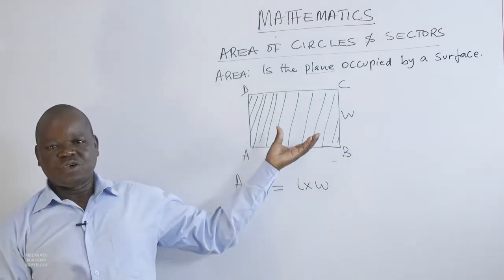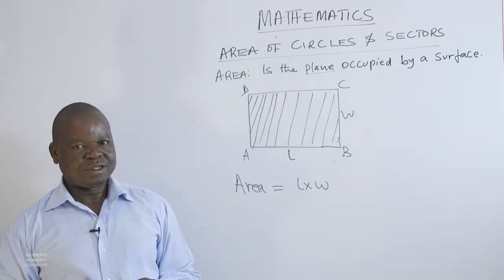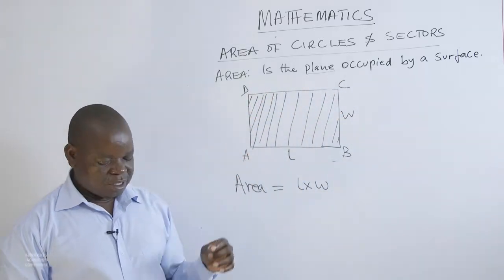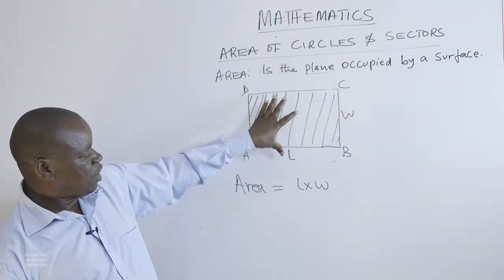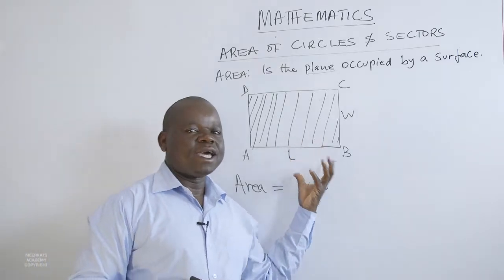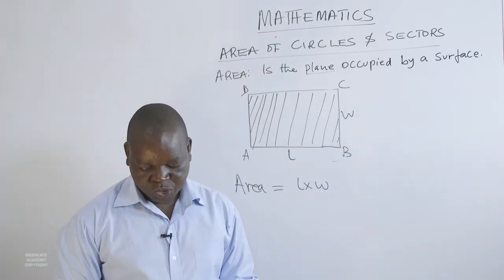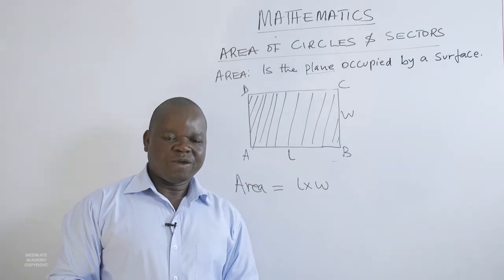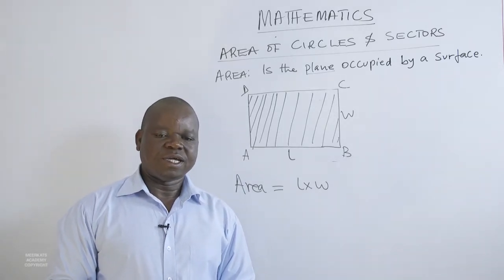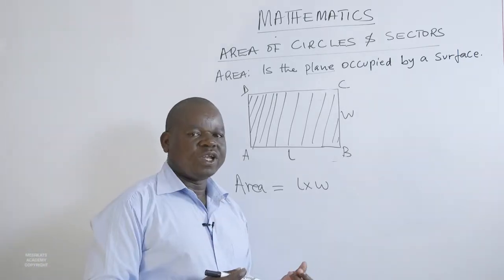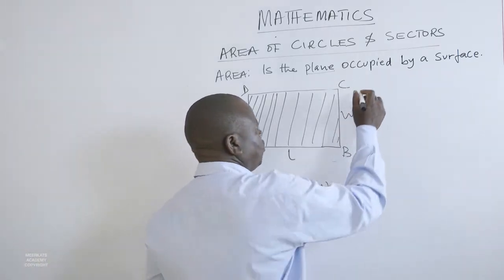So the shaded region will be basically the area defined by this plane A, B, C, D. Likewise, if this is the area of that plane, we can also get the area of other plane figures. And remember, in year 8, we defined several plane figures that we have in life. Examples of the plane figures we define in life are as follows.